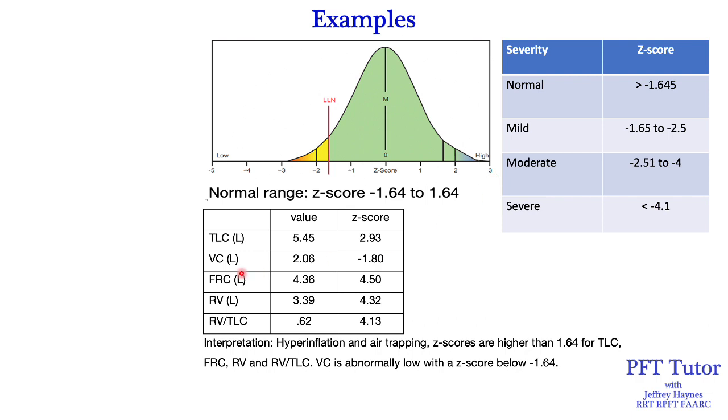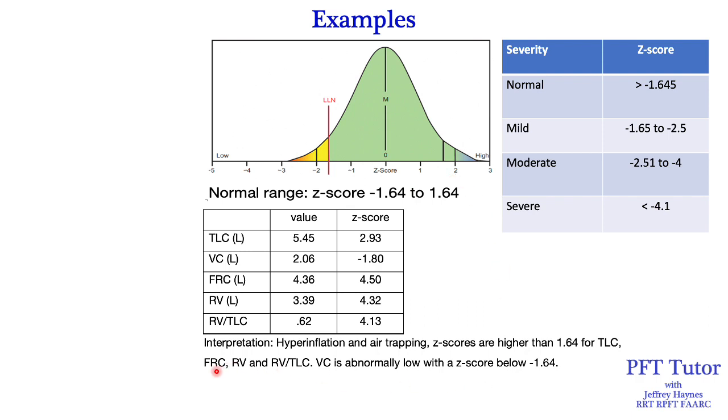The only thing that's low is the vital capacity of 2.06. It has a z-score of minus 1.80, so that's going to be over here, below the lower limit of normal of minus 1.64. So the interpretation is you have hyperinflation because the z-score for the TLC is high. There is air trapping because the RV to TLC ratio also has a z-score above the upper limit of normal of 1.64.